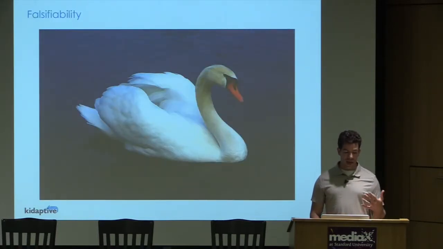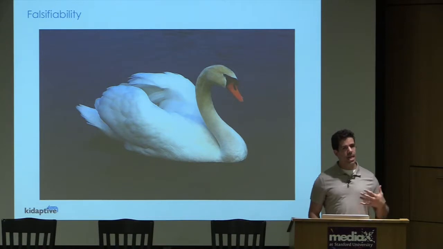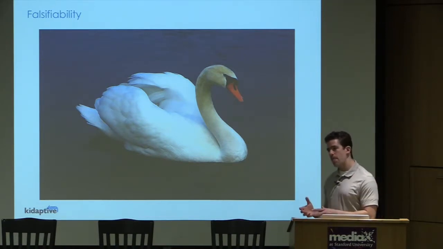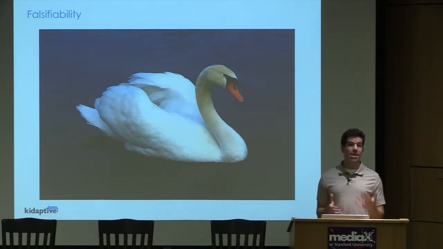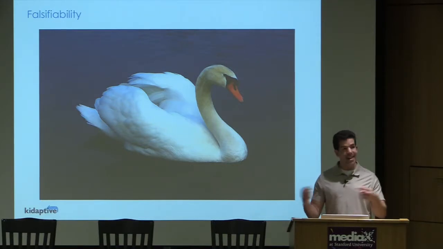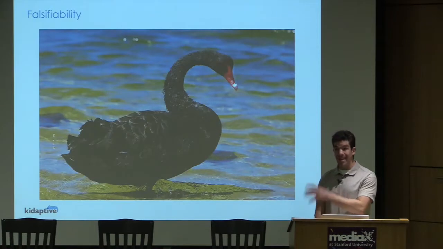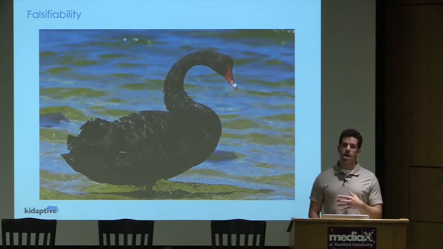The second idea is falsifiability, and that term is closely associated with Karl Popper, who famously liked to point out that you could never prove that all swans were white just by finding another white swan, but you could disprove that proposition by finding a single counterexample.